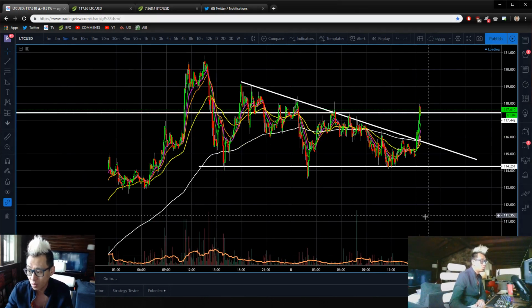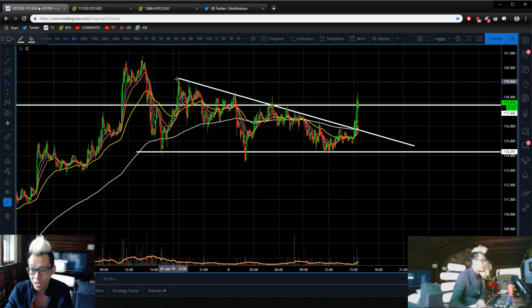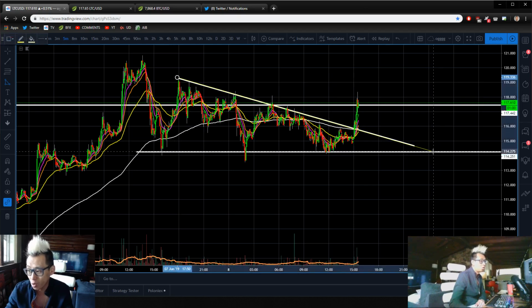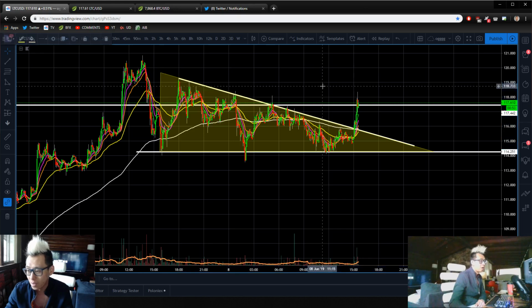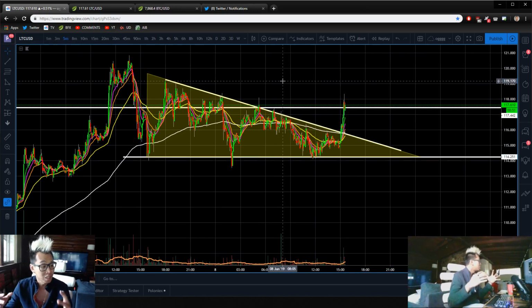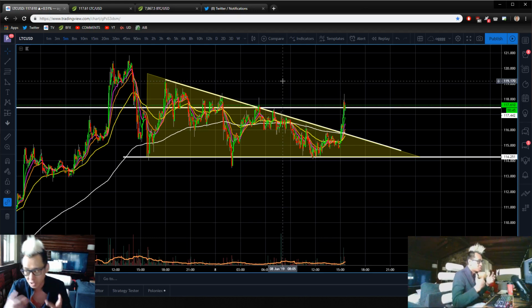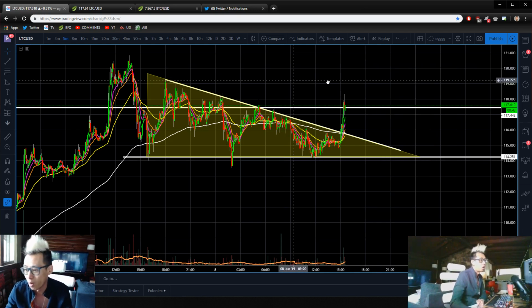But here, what we see is a triangle that is forming. And a triangle could come in a descending triangle, an ascending triangle, a symmetric triangle, you name it, right? And these are significant because there's tension between the bulls and the bears. Not only that, there's a battle of supply and demand, basically, right? That's just general economics 101.